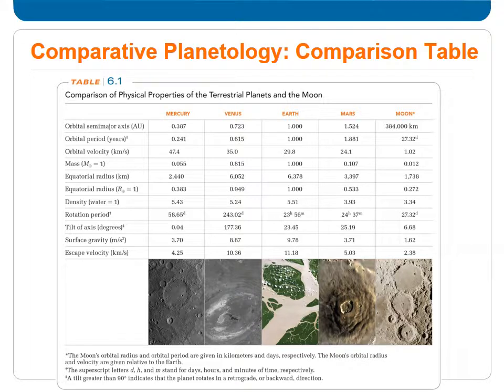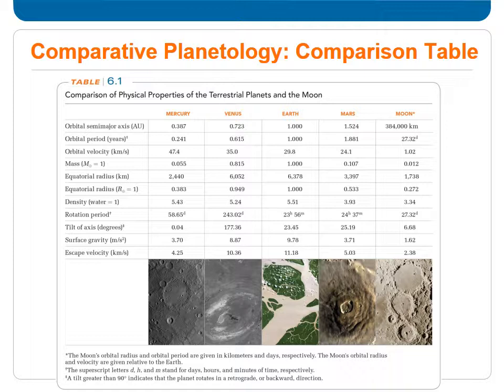The orbital semi-major axis is the average distance the planet is from the Sun. For the Moon, it is the average distance from the Earth. The orbital period is the time in years for a complete 360-degree circuit around the Sun, and for the Moon, it is the time in days to go around the Earth. The orbital velocity is the average speed as the planet goes around the Sun or the Moon around the Earth in kilometers per second. The mass is given in terms of Earth masses.